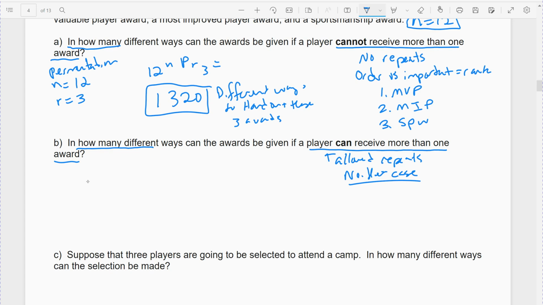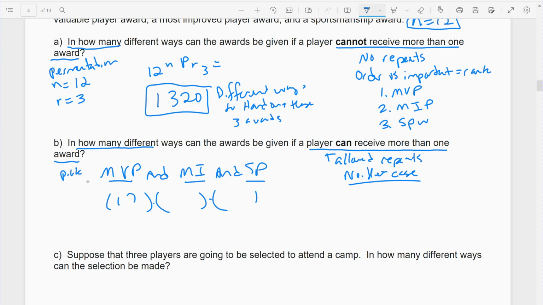And so we're going to pick somebody for the most valuable and most improved and the Sportsmanship Award. Alright, so we're using ands, which means we multiply. We had 12 players to choose from since we could repeat players. For each one of those, there were 12 people to select one. There are 12 picks for the most valuable. Since I'm allowed repeats, there are still 12 for the most improved and 12 for the sportsmanship. So it's 12 times 12 times 12, which is 12 cubed, which comes out to be, there's more options because you get repeats.